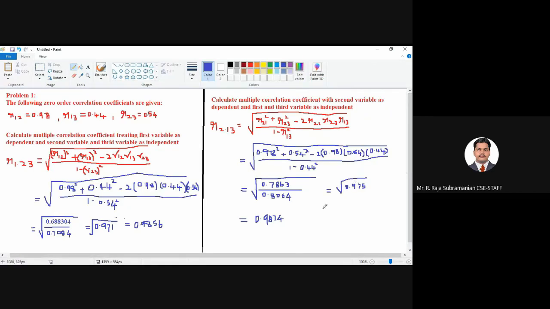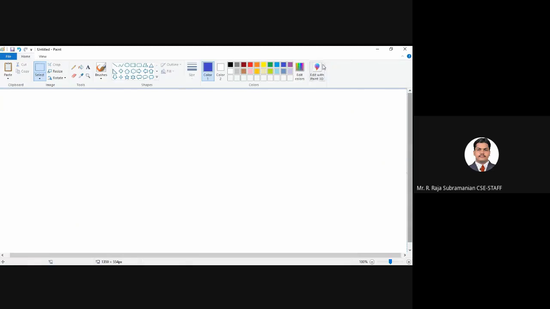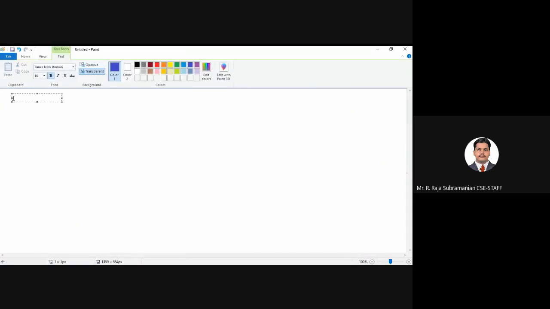Please take the screenshot of this. Let us see about the types of those zero order correlation, everything. That is partial correlation and its types.